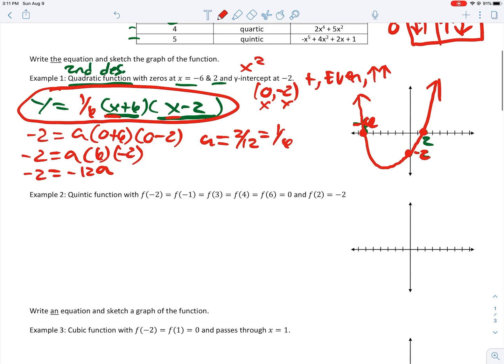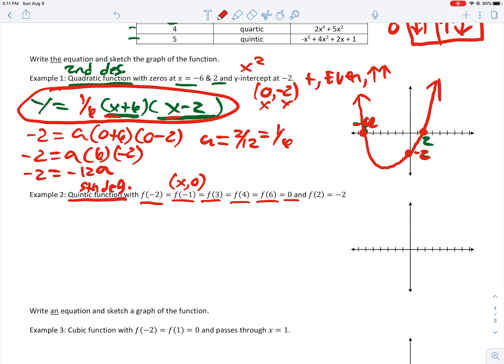Okay, example 2, it's a quintic function, so that means 5th degree. Then they give us this information: f of negative 2 equals f of negative 1 equals f of 3 equals f of 4 equals f of 6 equals 0. So all of those values, when you plug in negative 2, negative 1, 3, 4, 6, you get 0. So they all have some x value and 0. That's what you get every time.